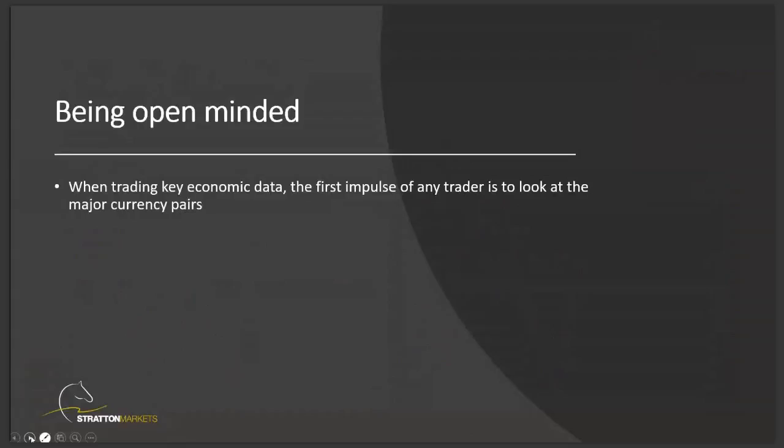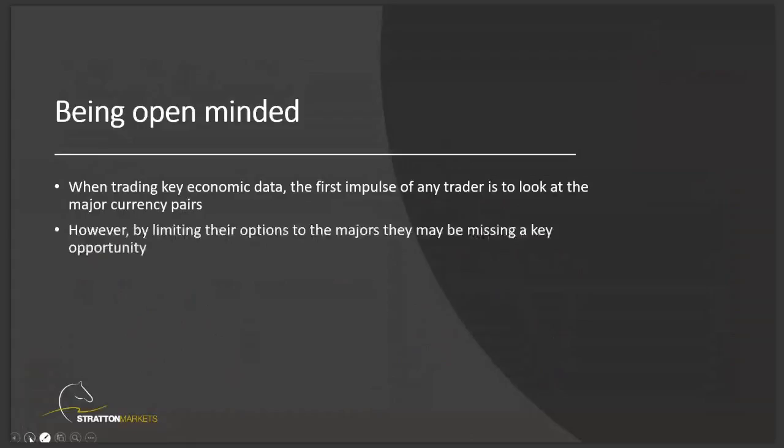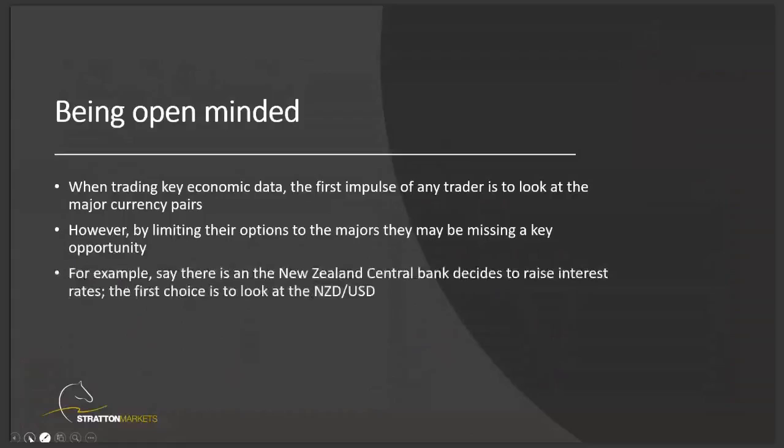Now, the key impulse, of course, of every trader is to look at the major currency pairs first, which makes sense because they're more liquid and the spreads are cheaper. But by limiting yourself to that, you are missing out on other areas of interest. So let me give you an example. Say, for example, New Zealand. The New Zealand Central Bank decides to raise interest rates. Okay, first choice, of course, is for everybody to look at the New Zealand US dollar.